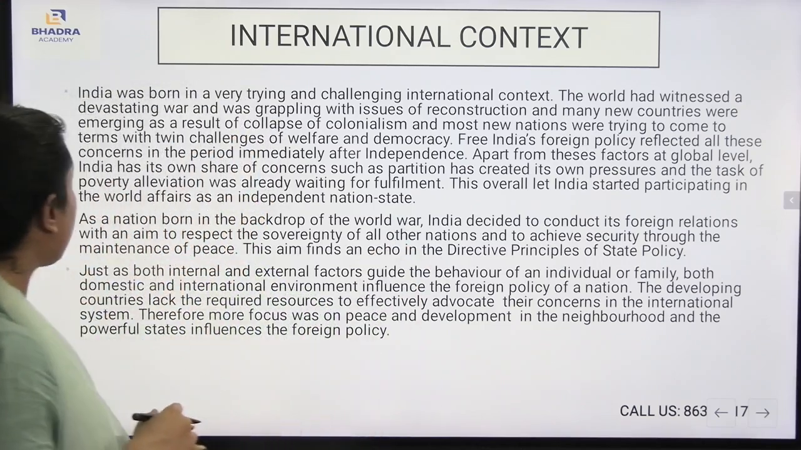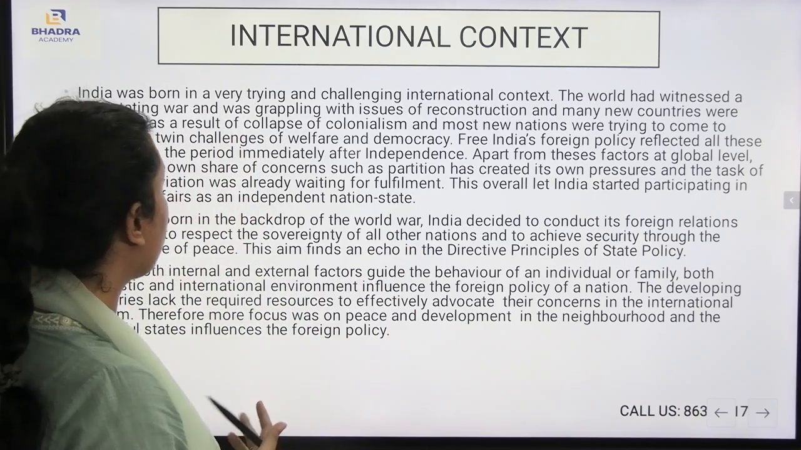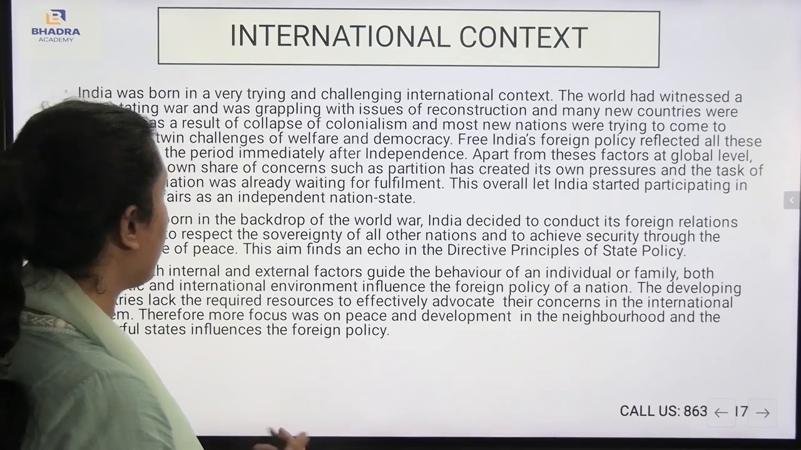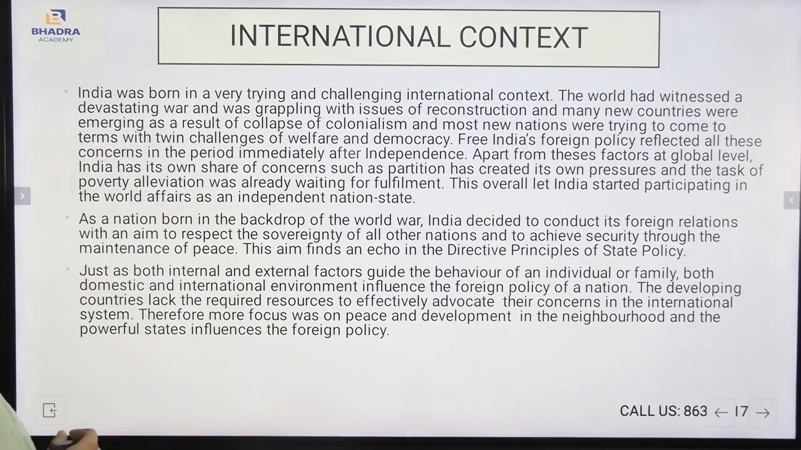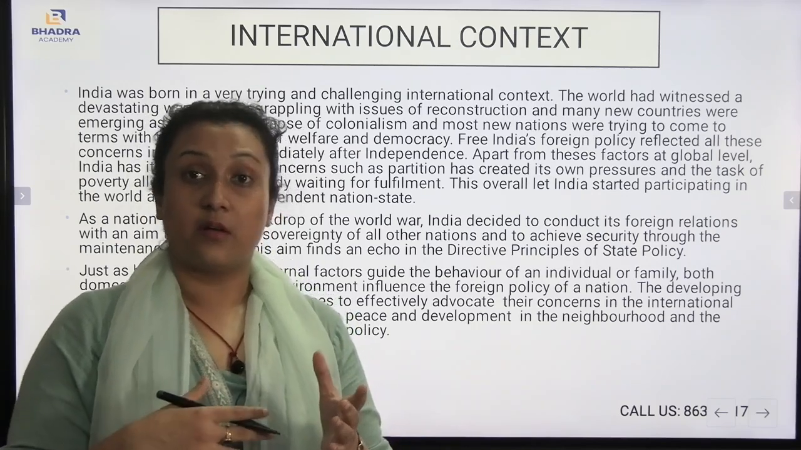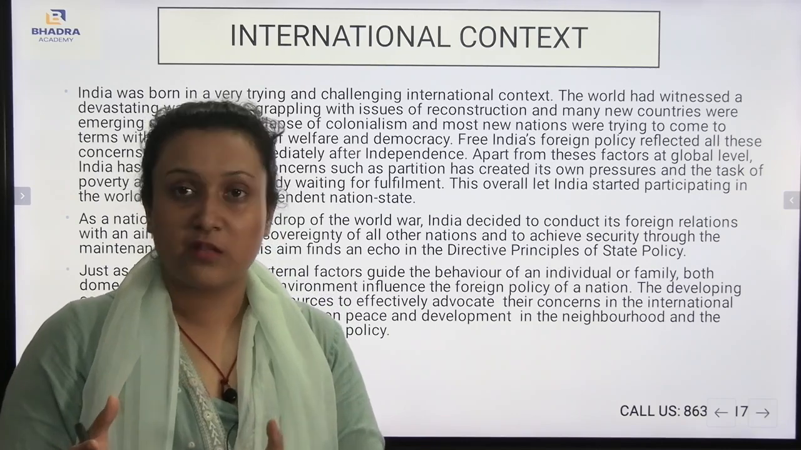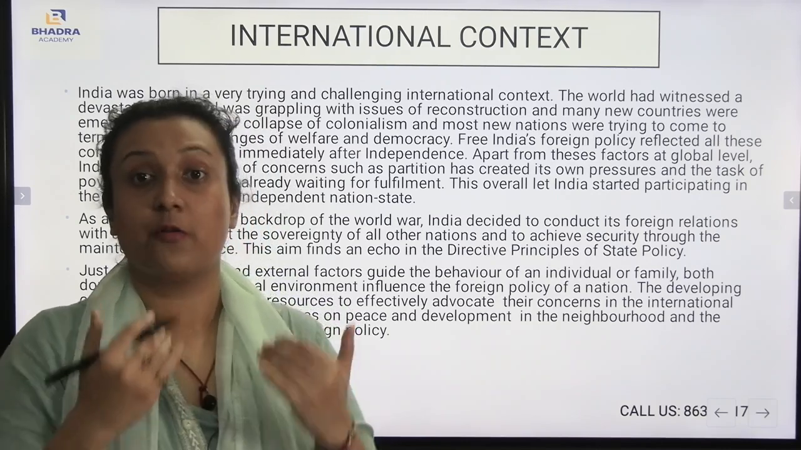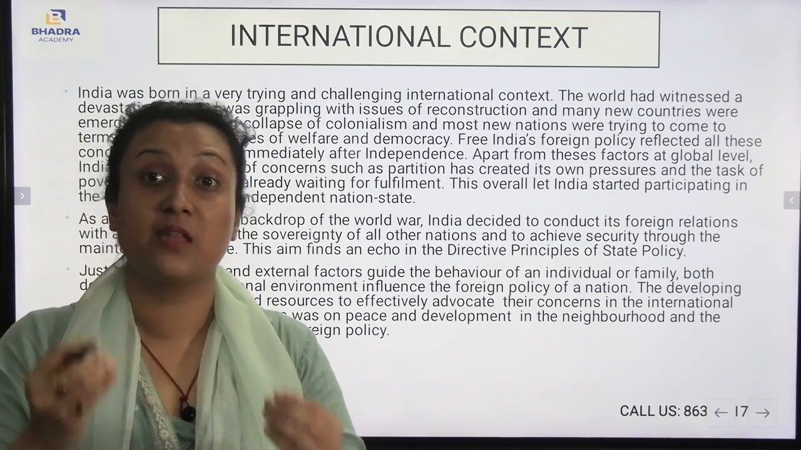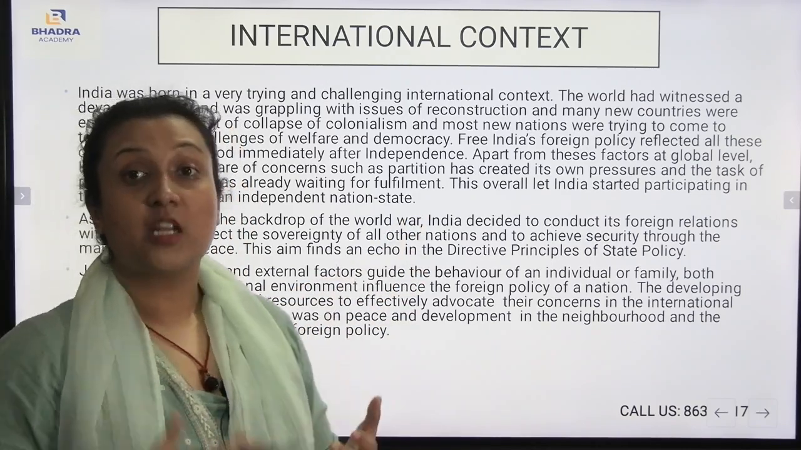Also, as a nation born in the backdrop of the World War, India decided to conduct its foreign relations with an aim to respect the sovereignty of all other nations and to achieve security through the maintenance of peace. India was standing as a single nation state, participating in worldly affairs, and it started conducting foreign relations.